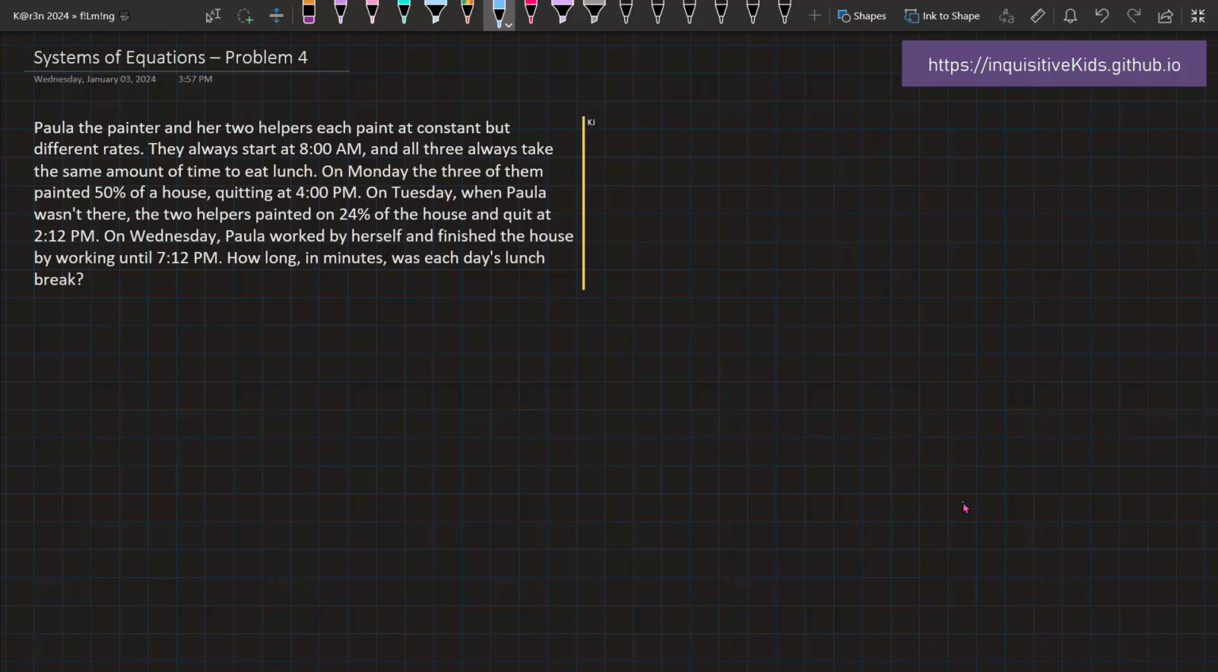On Tuesday, when Paula wasn't there, the two helpers painted 24% of the house and quit at 2:12 p.m. On Wednesday, Paula worked by herself and finished the house by working until 7:12 p.m. How long in minutes was each day's lunch break?